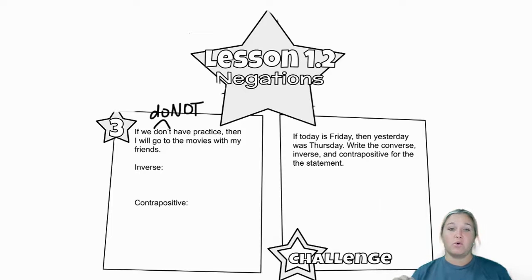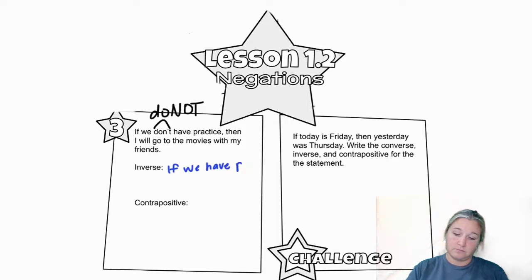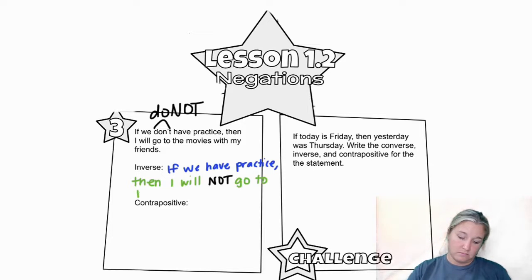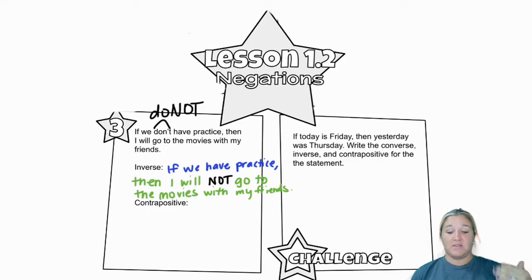For the inverse, remember, you do not flip the order. You just do not and not. If we do not have practice, which means if we do have practice. If there's already a not in there, you actually remove it. So the inverse is: if we have practice, then I will not go to the movies with my friends.